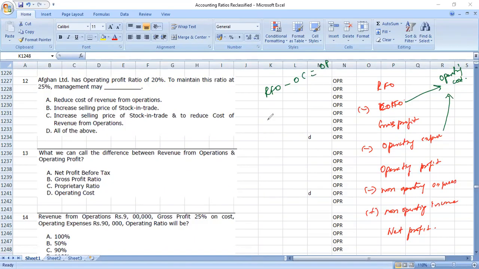Operating profit ratio is operating profit divided by revenue from operation. Operating ratio is operating cost divided by revenue from operation. Understood, children?